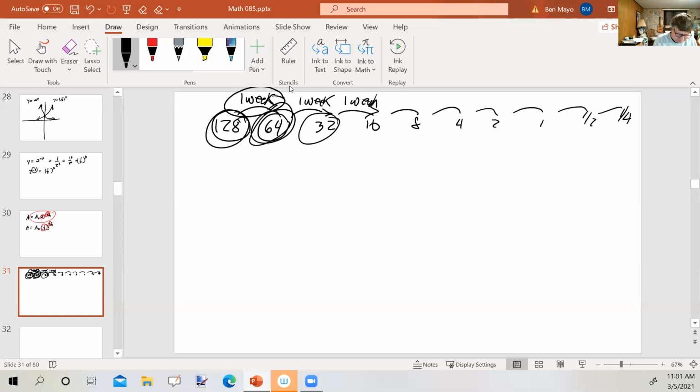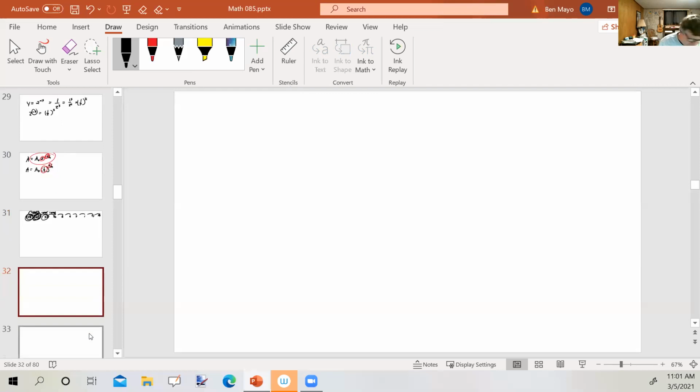All right, now let's go back to this formula. A equals A sub 0, 2 to the negative T over H. T is time in this formula, and H is the length of the half-life for a given substance.